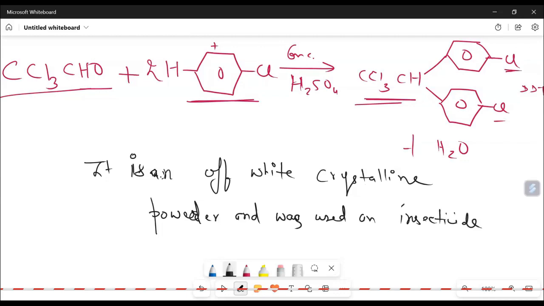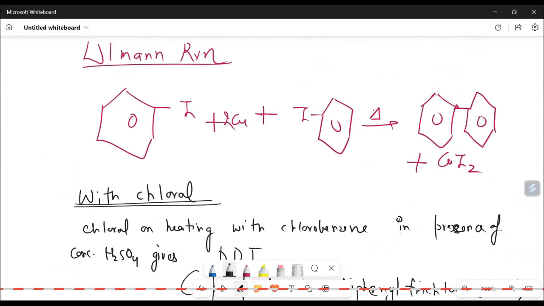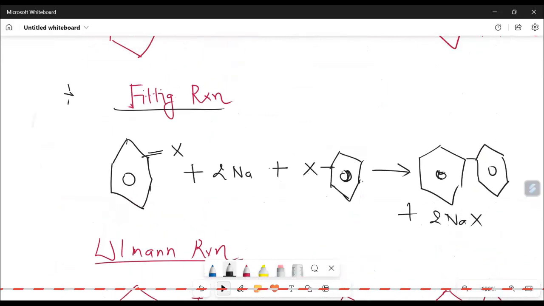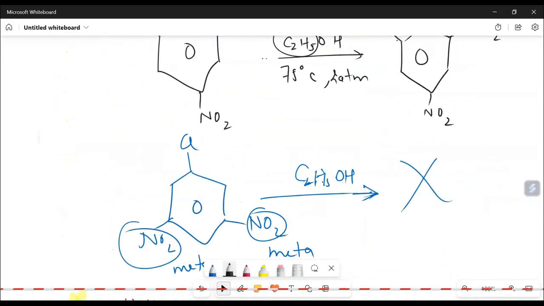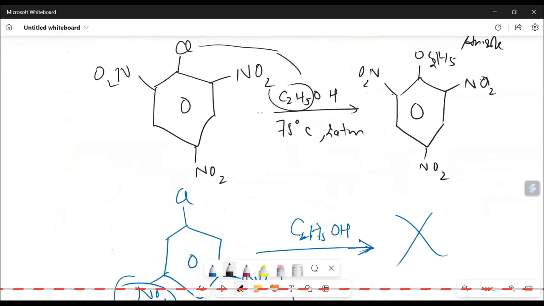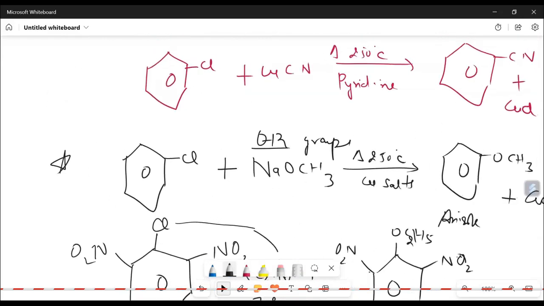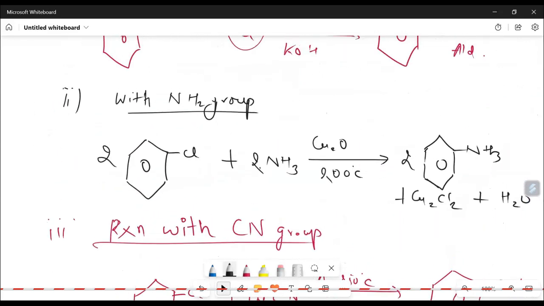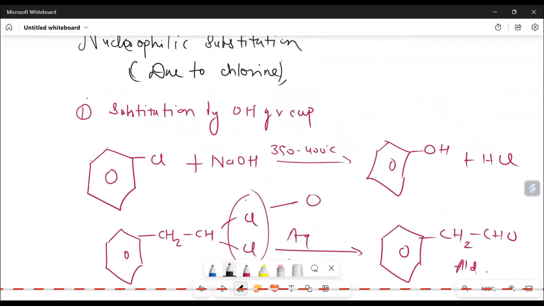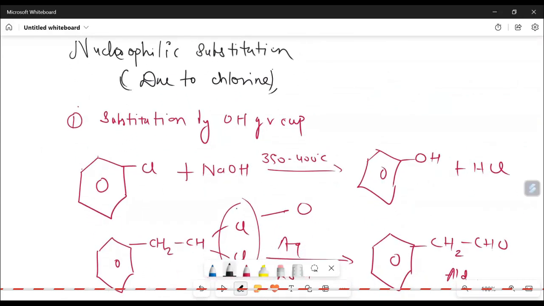So we have understood the chemical reactions, nucleophilic reactions mainly with chloral, Ullmann reaction, Fittig reaction, and we have Wurtz-Fittig reaction, and the reaction with Mg. Okay, the nitro groups will be attached at ortho and para, then only the reaction proceeds in the presence of C2H5OH. This is the next reaction with CN groups, reaction with NH2 groups, substitution by OH group. So these are nucleophilic reactions of chlorobenzene.